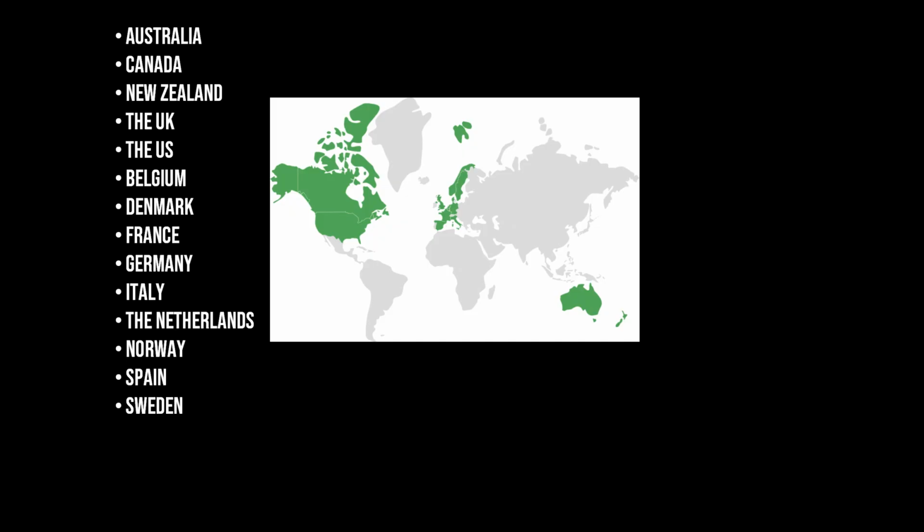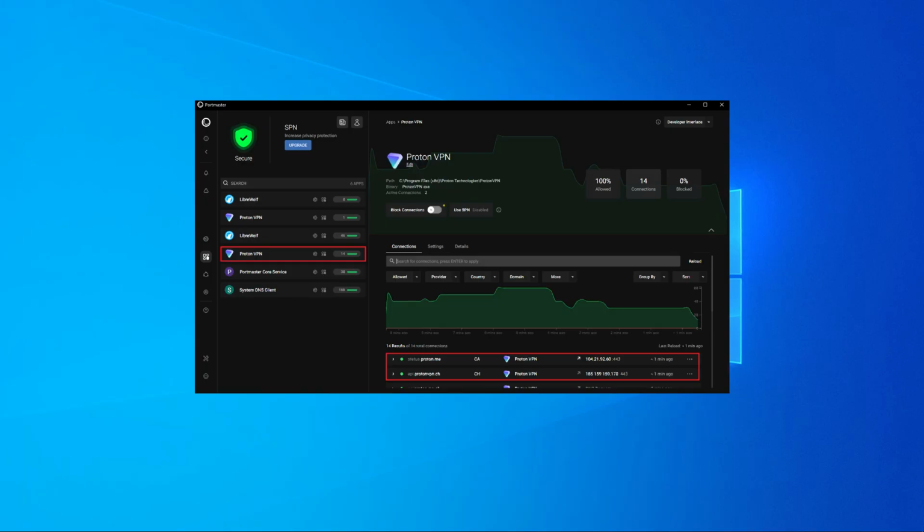Another thing to watch out for is that your VPN provider should not be located in any of the 14 ICE surveillance countries. If you have never heard about the 14 ICE, I'll leave a link in the video description. You can also use the Portmaster program to control all connections of your computer, including your VPN.